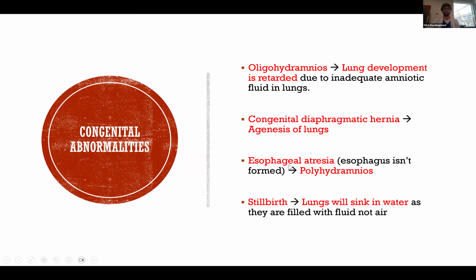Okay, what if we have esophageal atresia? Esophageal atresia means the esophagus isn't formed. Atresia means something doesn't form. In this case, we will have polyhydramnios. Why? It makes sense. If we don't have an esophagus, all the amniotic fluid or any fluid will go to the trachea, which means it will end up in the lung, which will cause an excess of fluid, which is polyhydramnios.